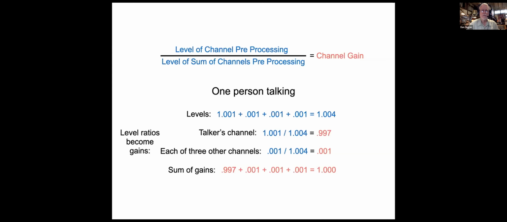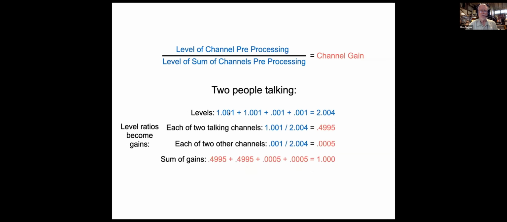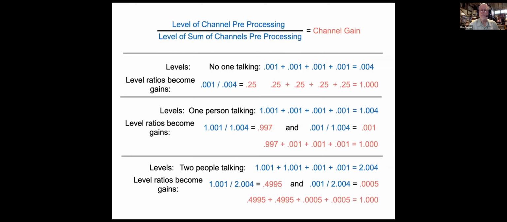Amazing. Now, if 2 people were talking, you've got 1 volt out of this mic, 1 volt out of this mic, a millivolt, you end up with 2 volts and a tiny bit. Okay, and for each of the 2 talking channels, its gain is calculated as very close to 1/2. And each of the other channels, again, is pushed way down. And the sum of the gains is 1/2 plus 1/2 plus a tiny bit plus a tiny bit equals 1. There you go. So in summary, under each of these situations, you have a gain of 1.